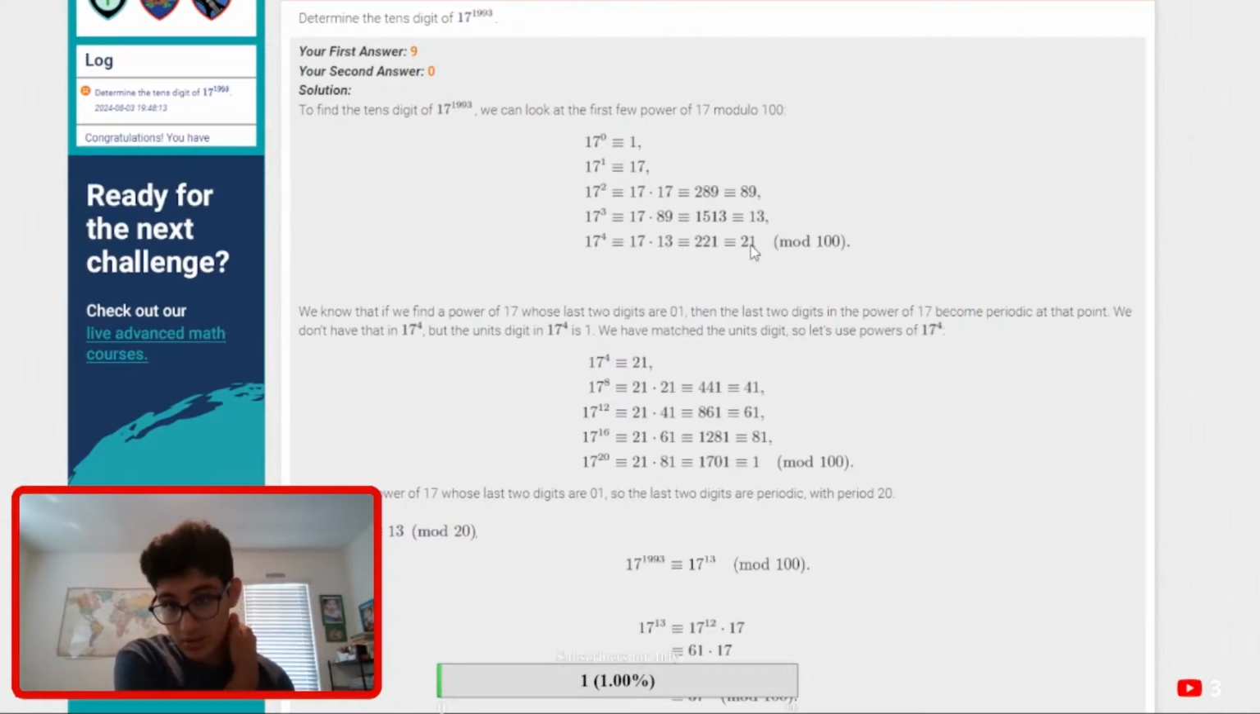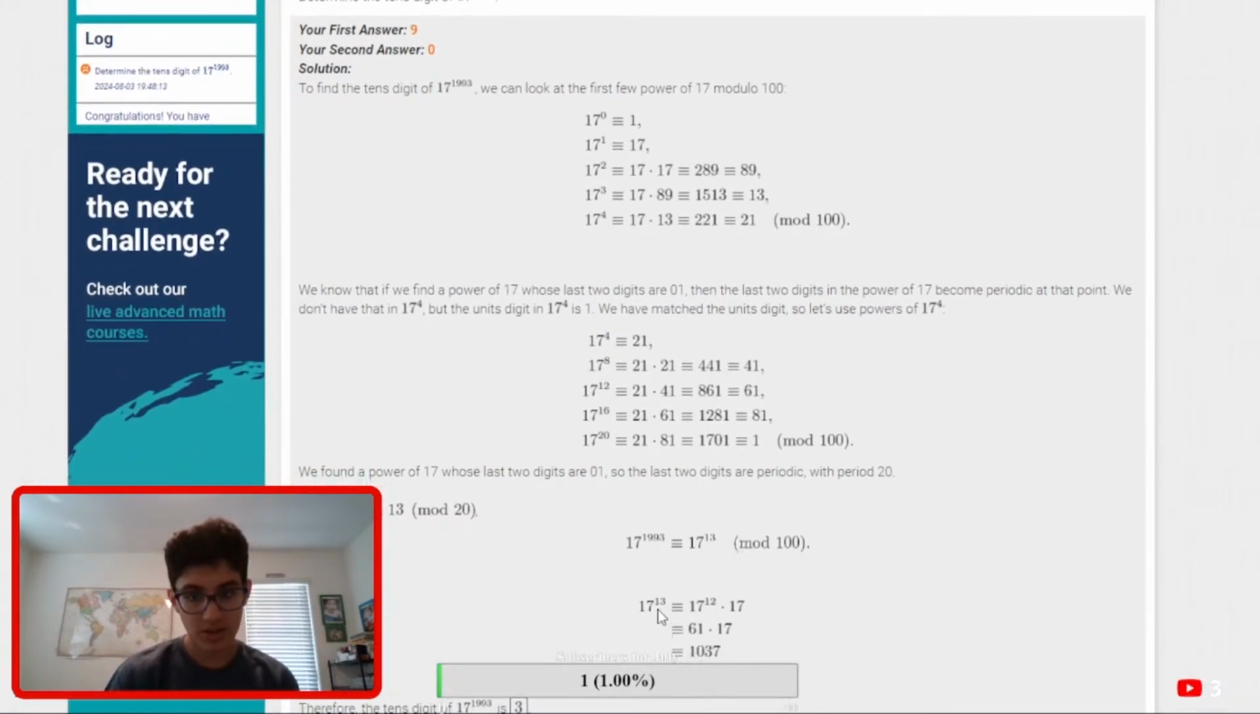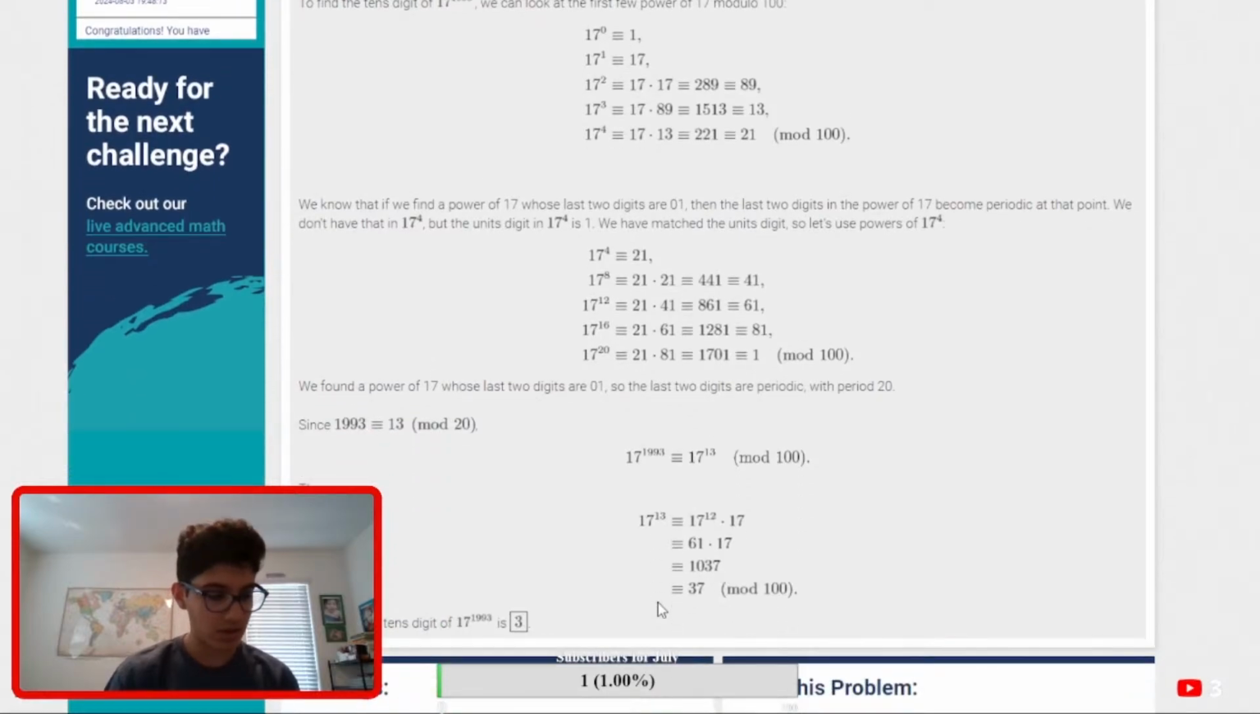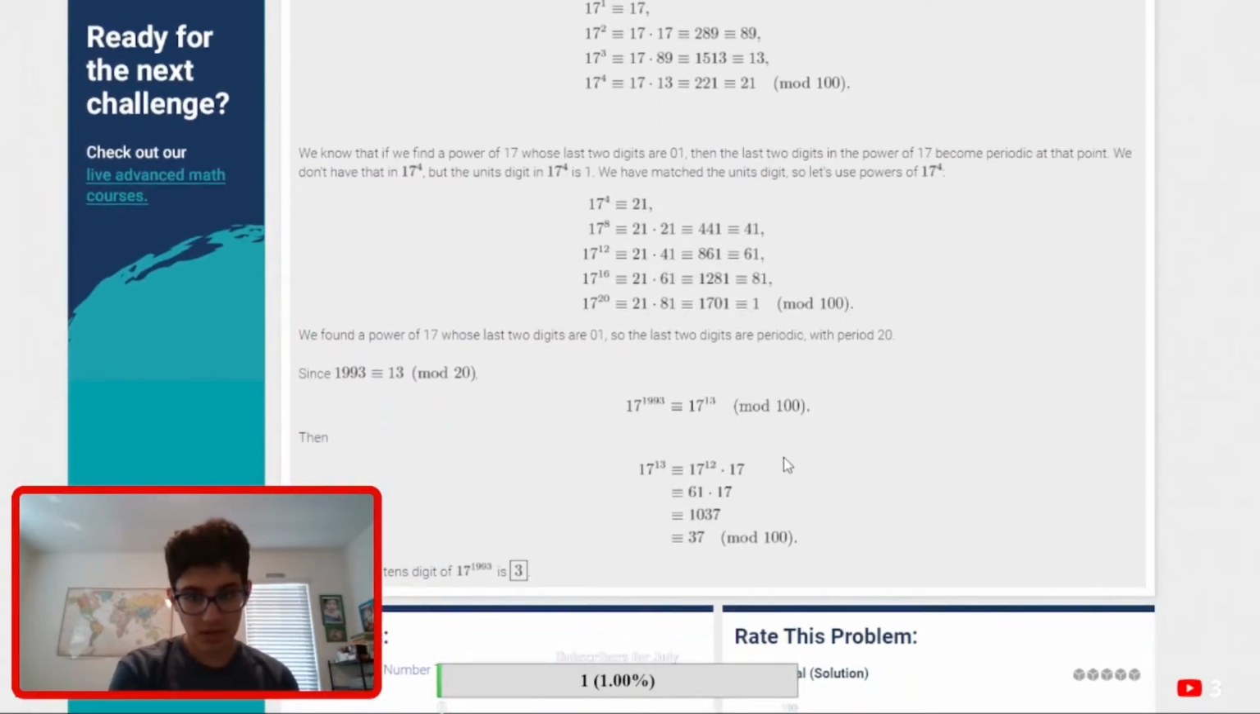So they use the powers of 17 to the fourth. Then they got it to be periodic. So 17 to the 20th. Okay, that's the key one. And then from 17 to the 20th, they were able to get to 17 to the 80th. So they just needed 17 to the 13th. Yeah, that makes sense. And then 17 to the 12th. So they found that I guess by just doing like 21 cubed or something. Not sure. Right, 21 cubed.